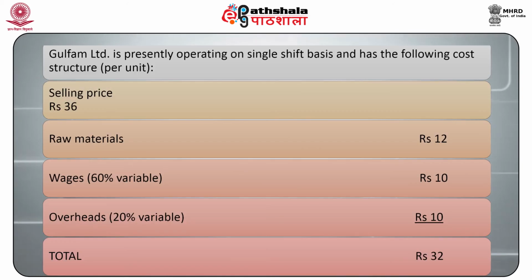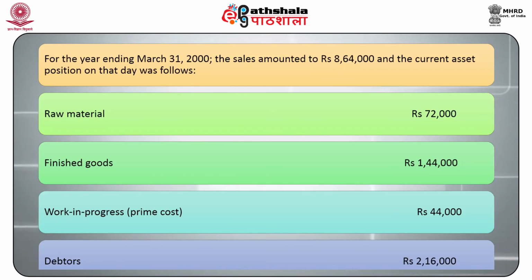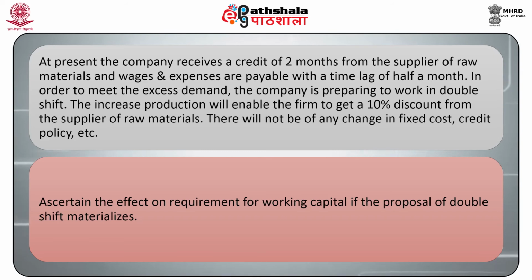Moving further, we have to look into one more illustration. Gulfarm Limited is presently operating on single shift basis and has the following cost structure per unit. Selling price is Rs 36, the raw materials of Rs 12, wages 60% variable at Rs 10, overheads 20% variable at Rs 10. For the year ending March 31, 2000, the sales amounted to Rs 8,64,000 and the current asset position on that day was as follows: the raw materials, the finished goods, the work in progress and the debtors. At present, the company receives a credit of 2 months from the supplier of raw materials, and wages and expenses are payable with a time lag of half a month.